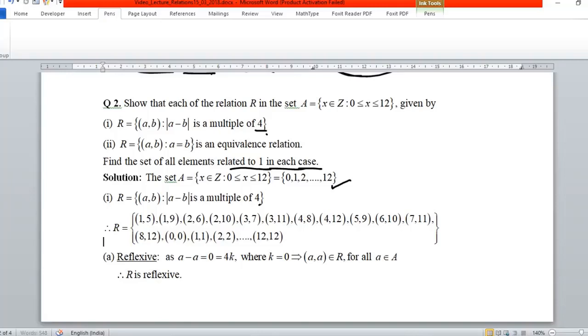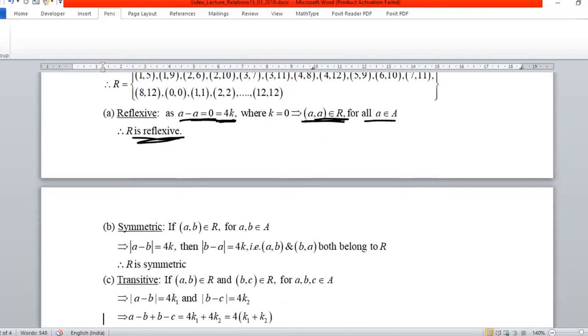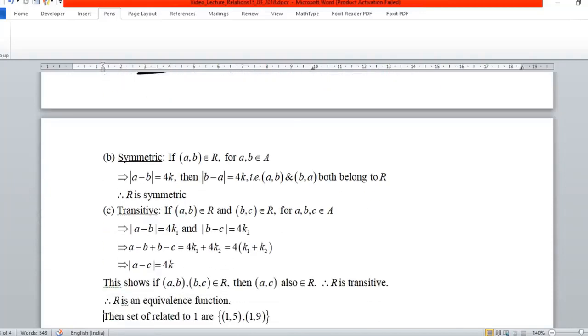For a relation to be reflexive, we need to check that all the pairs (a, a) are present in this relation. In my case, a minus a in general is equal to 0, and we know 0 is divisible by every number, or 0 is a multiple of 4. Therefore (a, a) belongs to R for all a belonging to set A. Therefore R is a reflexive relation. Let us move on to the symmetric and transitive parts.